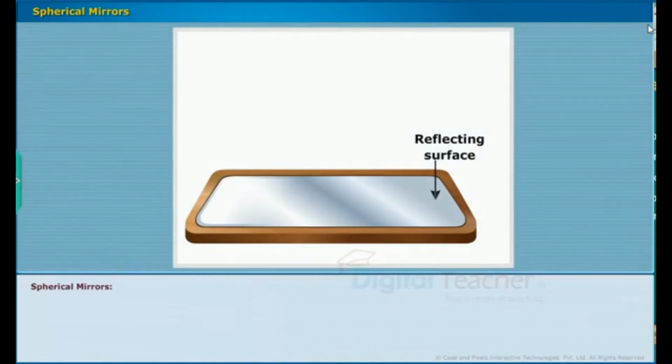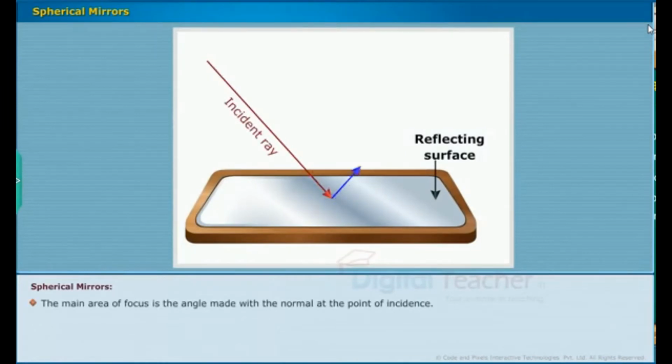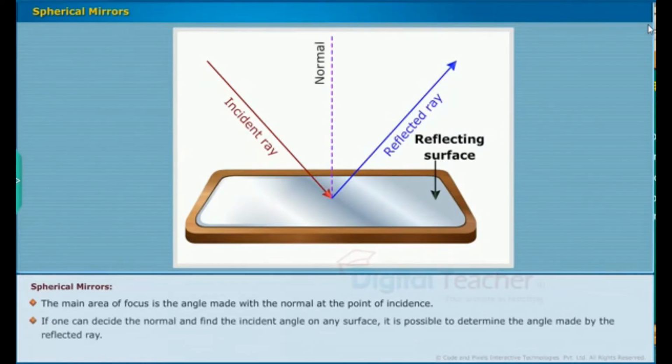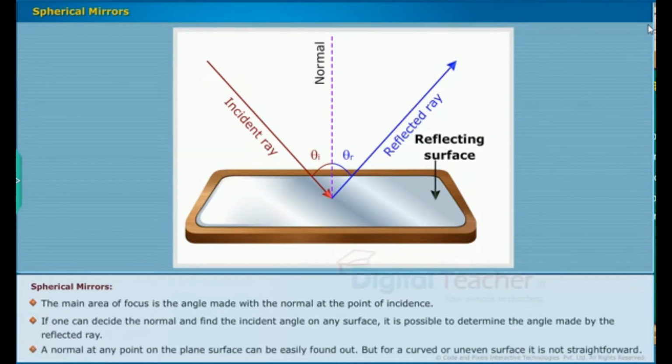Spherical mirrors. The main area of focus is the angle made with the normal at the point of incidence. If one can decide the normal and find the incident angle of any surface, it is possible to determine the angle made by the reflected ray. A normal at any point on the plane surface can be easily found out, but for a curved or uneven surface it is not straightforward.